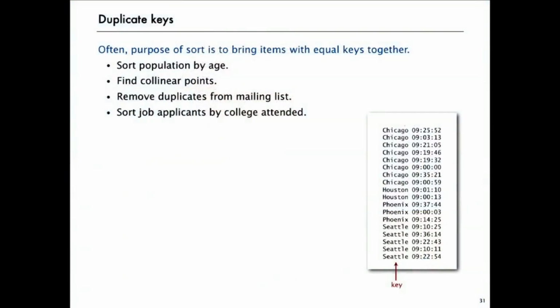Now we're going to take a look at what happens when we have significant numbers of duplicate keys, which is not at all unusual in practical applications. In fact, often the purpose of a sort is to bring items with equal keys together, like the example that I gave where we had cities and times. There's a lot of detailed data in the times, but maybe the whole goal of the sort is to group them by cities so we can ship out the data for each city to each city.